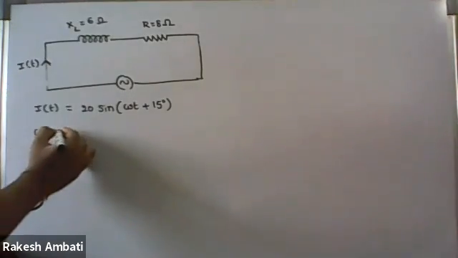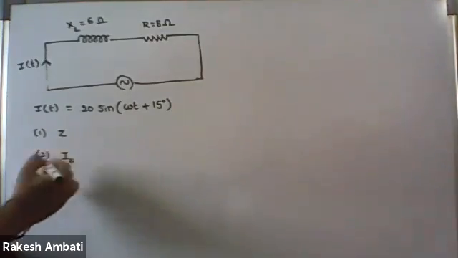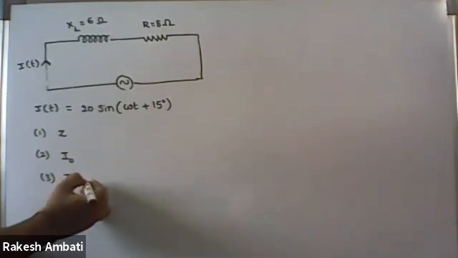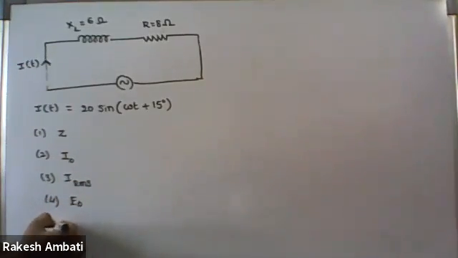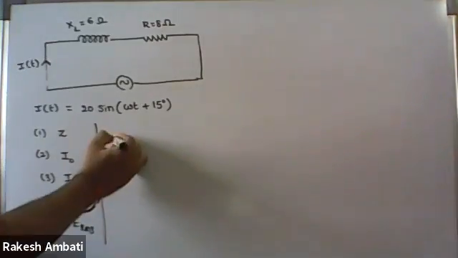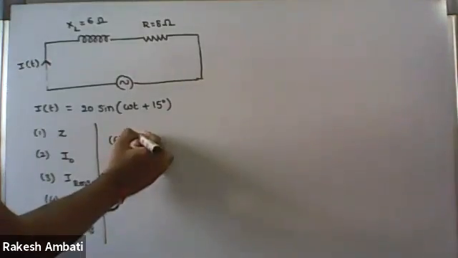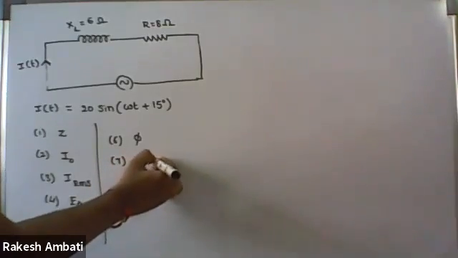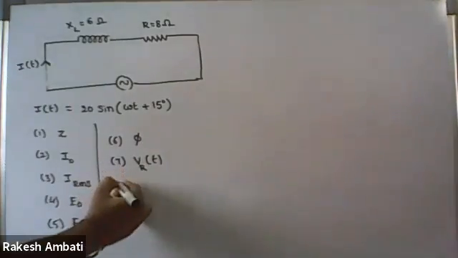First question, find Z. Second question, find I naught. Third question, find IRMS. Fourth question, find E naught. Fifth question, find ERMS. Sixth question, the phase difference. Seventh question, E as a function of time.